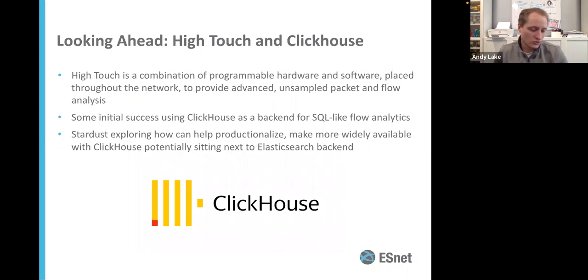Then one other thing I had mentioned earlier, that white box next to Elasticsearch, is looking at alternative data sources. The high touch data set, which is these unsampled packets, they've been having some success storing all that raw data in something called ClickHouse. It's a column-oriented database with a SQL-like query language that you can run against it, and they're doing some interesting analytics. So we're working with them to figure out how we can help productionalize that, make it more widely available, and integrate that data with the data we already collect.